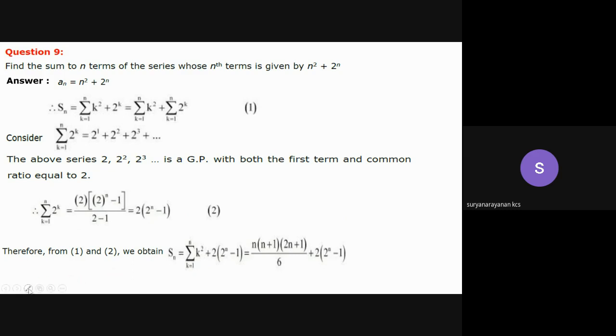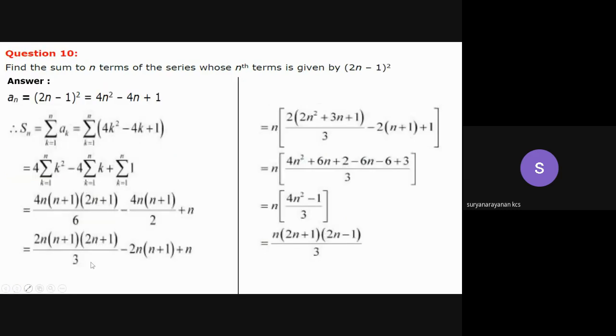Okay, my children. Right. Now come to question number 10. Find the sum to n terms of the series whose nth term is given by (2n minus 1) whole square. This is the nth term of the given series. Here also we have to find the sum to n terms of the given series. Now come to the solution part.